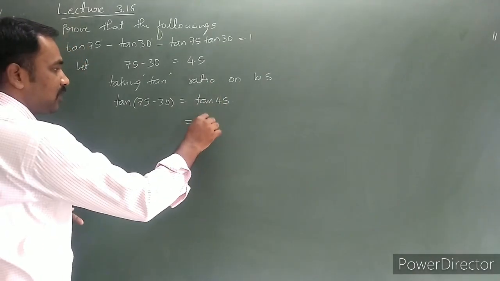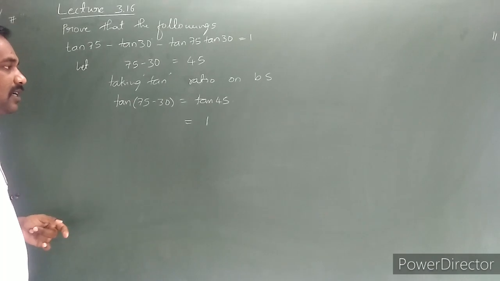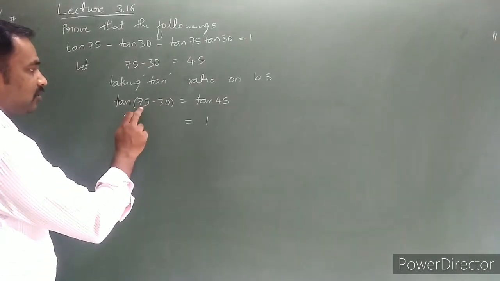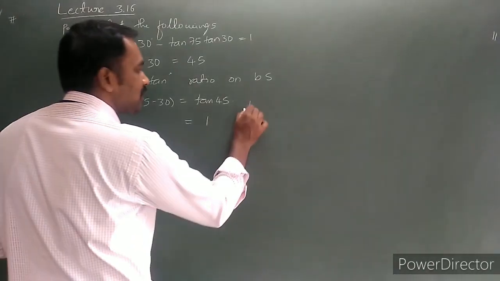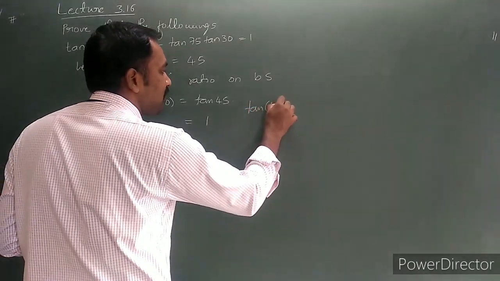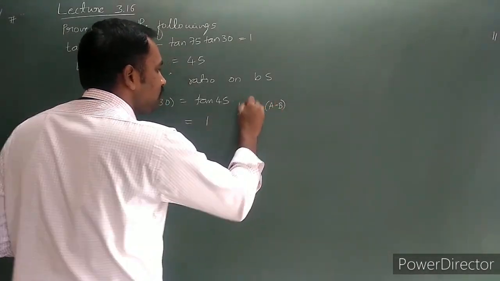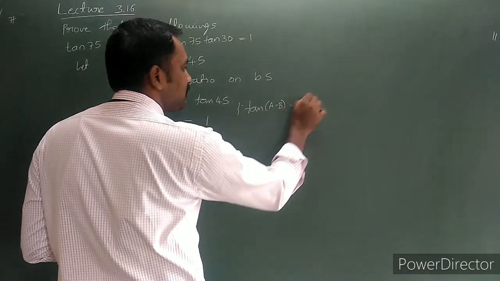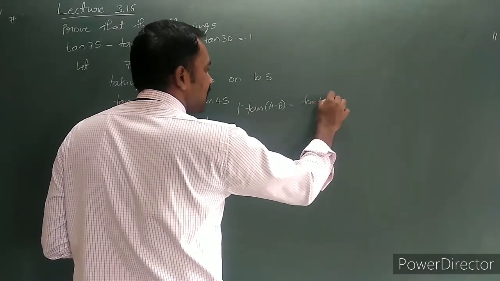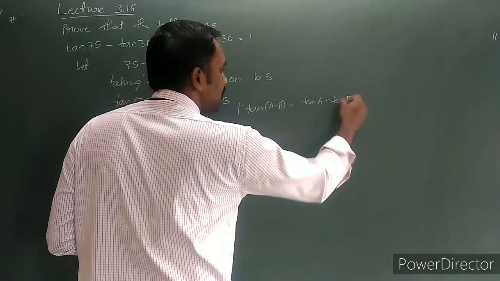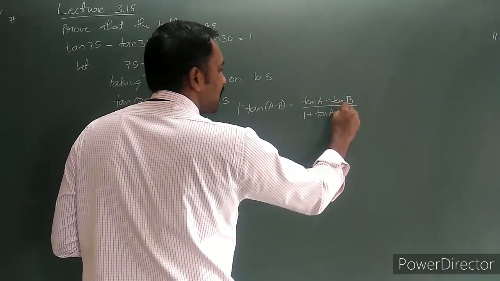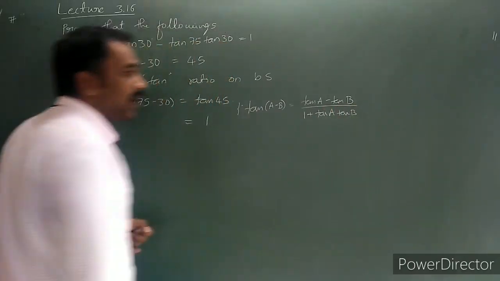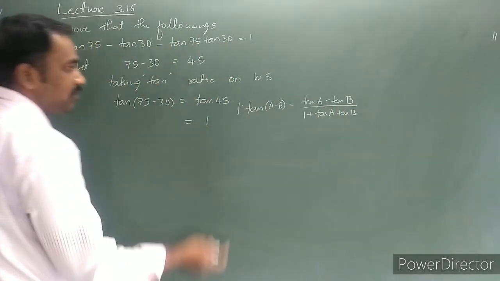We already know the tan of 45 degree value. What is the tan of 45 degree value? 1. Don't simplify this; keep it as it is and use the tan of A minus B formula. What is the tan of A minus B formula? We already know it: tan A minus tan B, whole thing divided by 1 plus tan A into tan B.